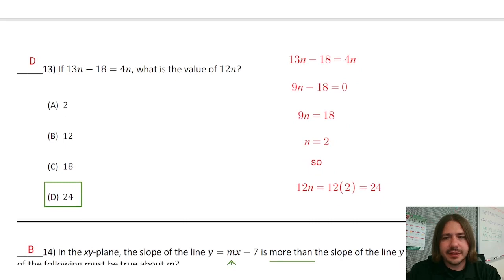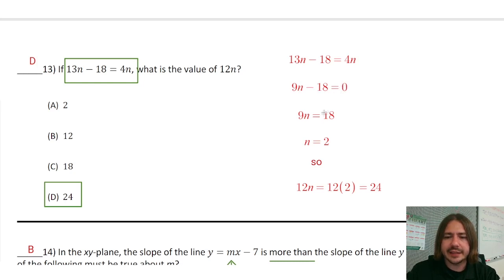For D, it says if 13n minus 18 equals 4n, what's the value of 12n? Well, here we've got this equation that we need to solve first. We need to find what the value of n is. So if 13n minus 18 equals 4n, I can subtract 4n from both sides to, in effect, combine my like terms there. Now I'm left with a two-step equation, kind of like number 12, the problem we just did.